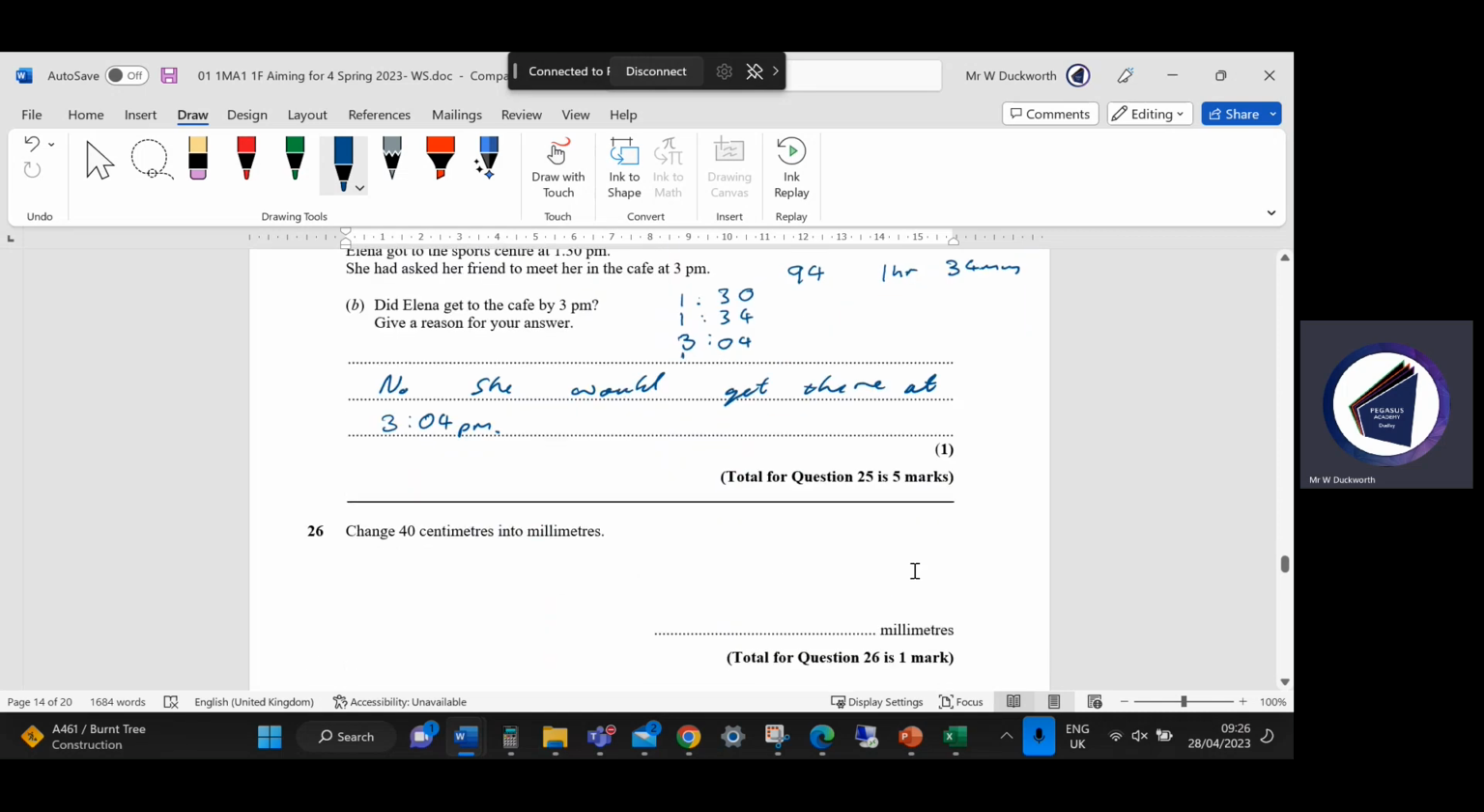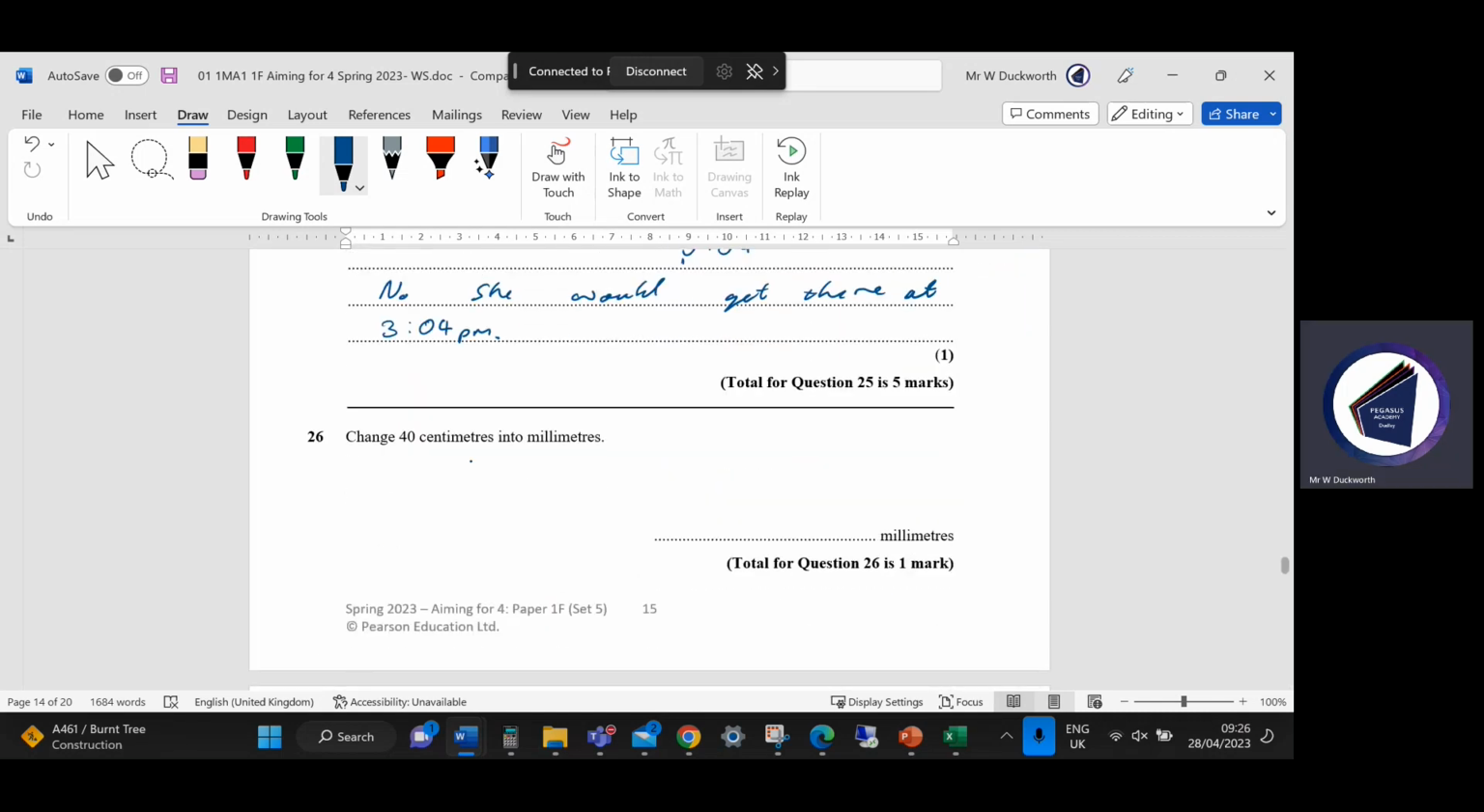Okay, and if we change 40 centimeters into millimeters, well, 1 centimeter is equal to 10 millimeters. So 40 centimeters would be equal to 400 millimeters.